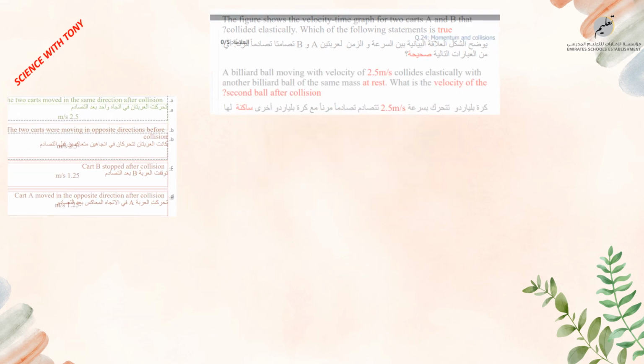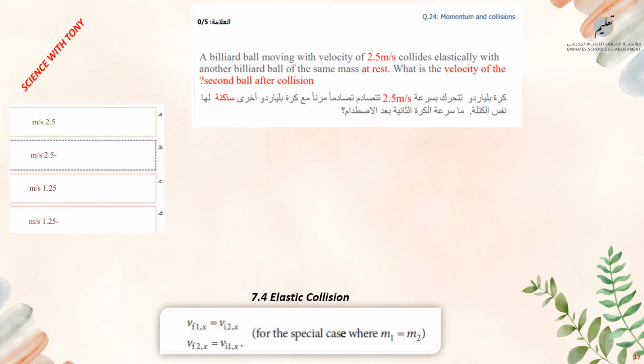Next, question 16. A billiard ball moving with the velocity of 2.5 meters per second collides elastically with another ball of the same mass at rest. So what's the velocity of the second ball after collision? You can refer back to chapter 7, section 4 of elastic collision.